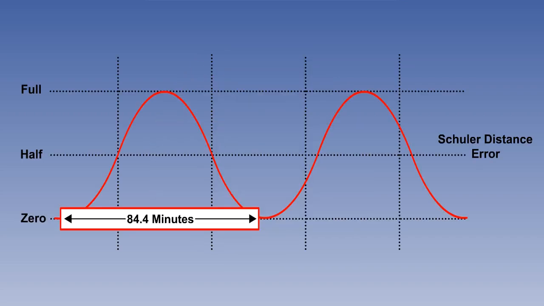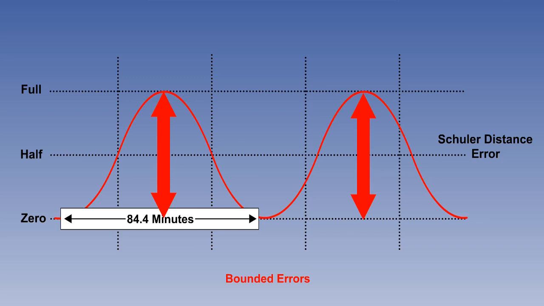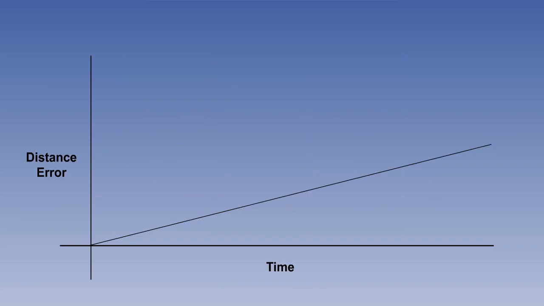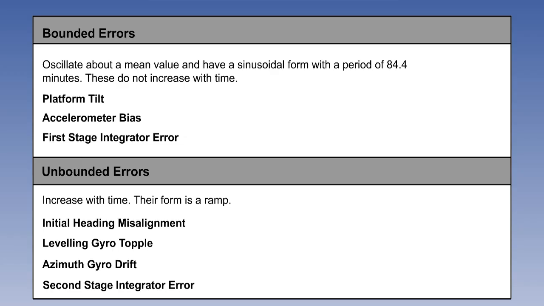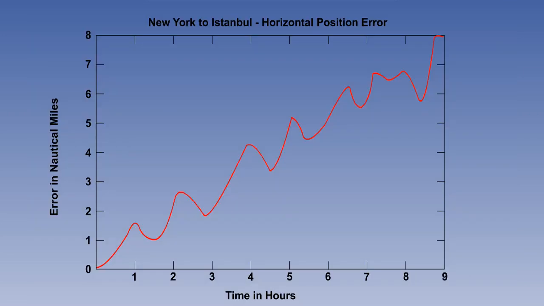The Schuler period is always 84.4 minutes. And the maximum displacement at the successive 42.2 minute points is always the same. We then said that there were other errors that don't fit this pattern, and that these are known as unbounded errors. This is the summary of errors, which you must remember. They give an error propagation pattern like this.